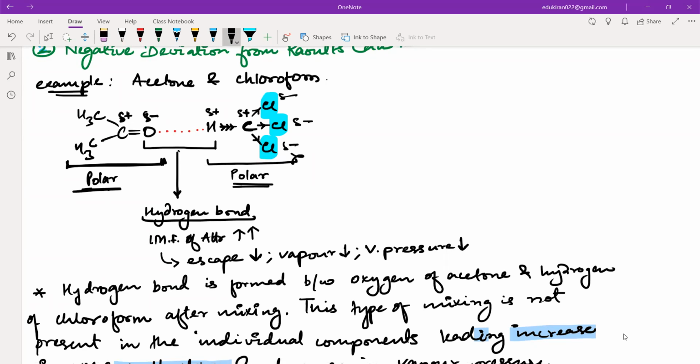Now, chloroform is also polar, acetone is also polar. But when I mix these two things, since this delta positive on hydrogen is very high, and oxygen has lone pair electrons and a delta negative charge, they will form hydrogen bonding after mixing. You got my point, yes or no?